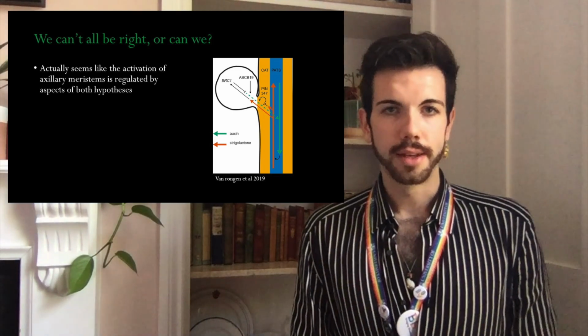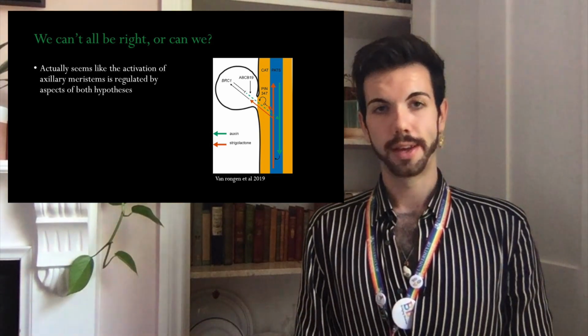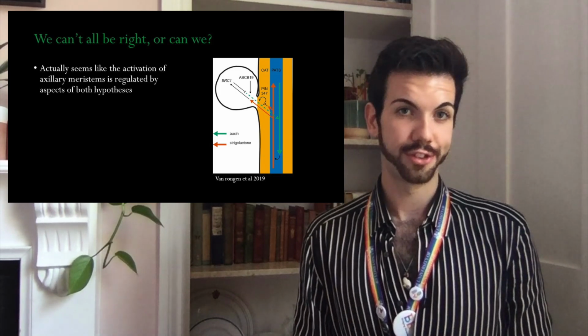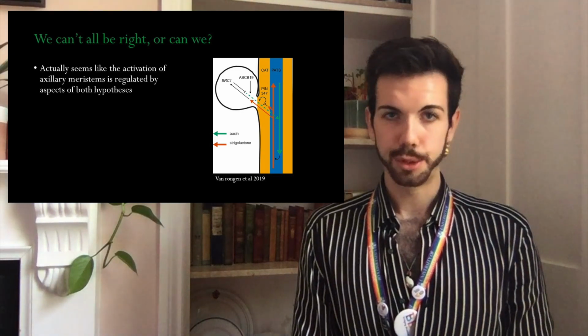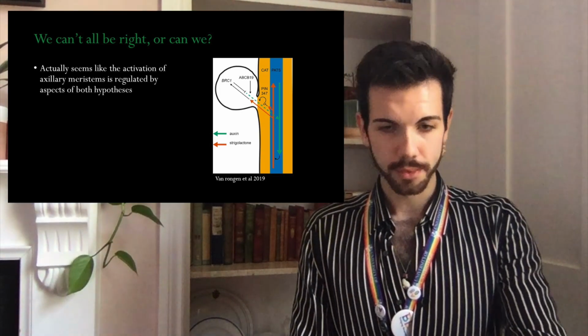So in science, we have these hypotheses, and everyone thinks that their hypothesis is right. And that someone has to be wrong in order for someone to be right. But that's not always true.